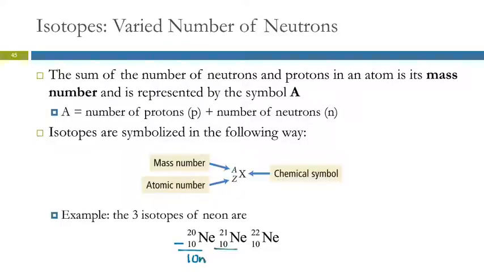So if you have a hard time remembering which goes on top, the big number or the small number, it's the big number because it's stacked up so that you can subtract and find the number of neutrons.